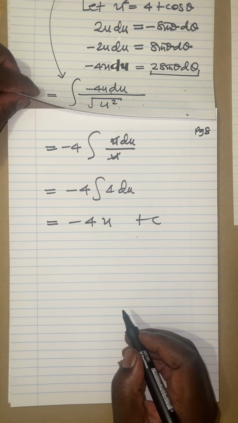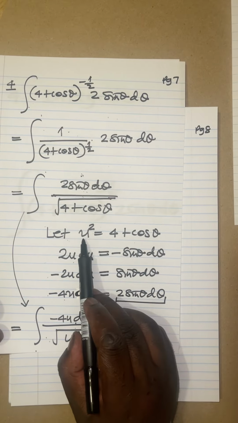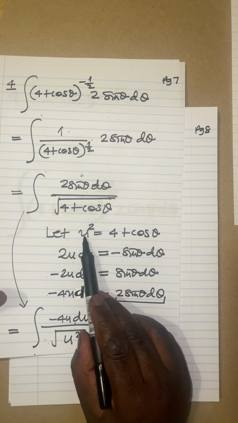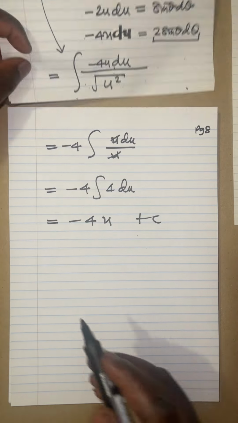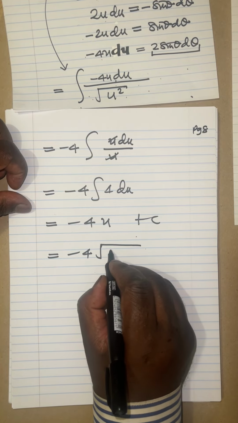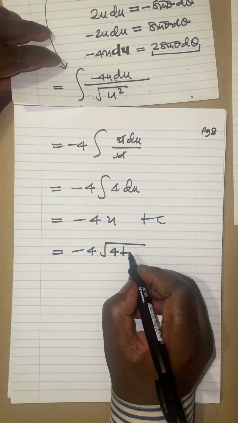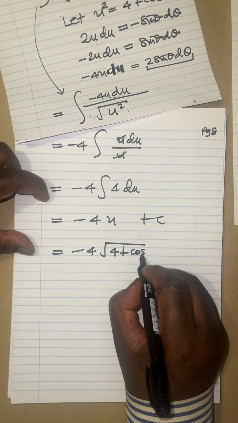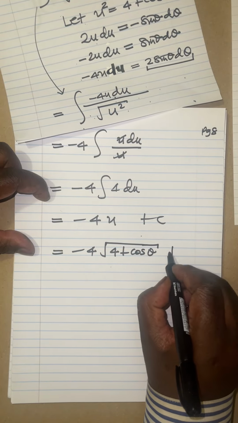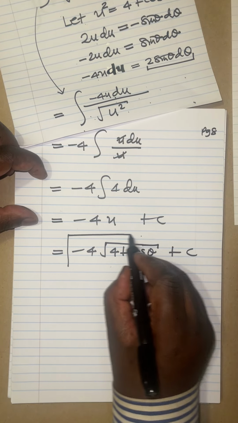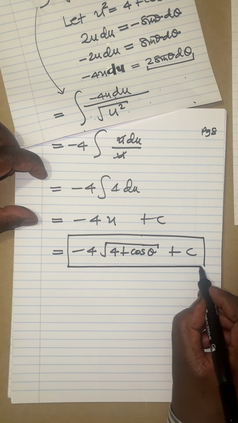And what is u? Let's go back here. If you notice, u is going to be the square root of this, because u squared equals this, and therefore u will be the square root of this expression here. So this is going to be minus 4 square root of 4 plus cos theta, plus c, and that would be my final solution to question number 4.